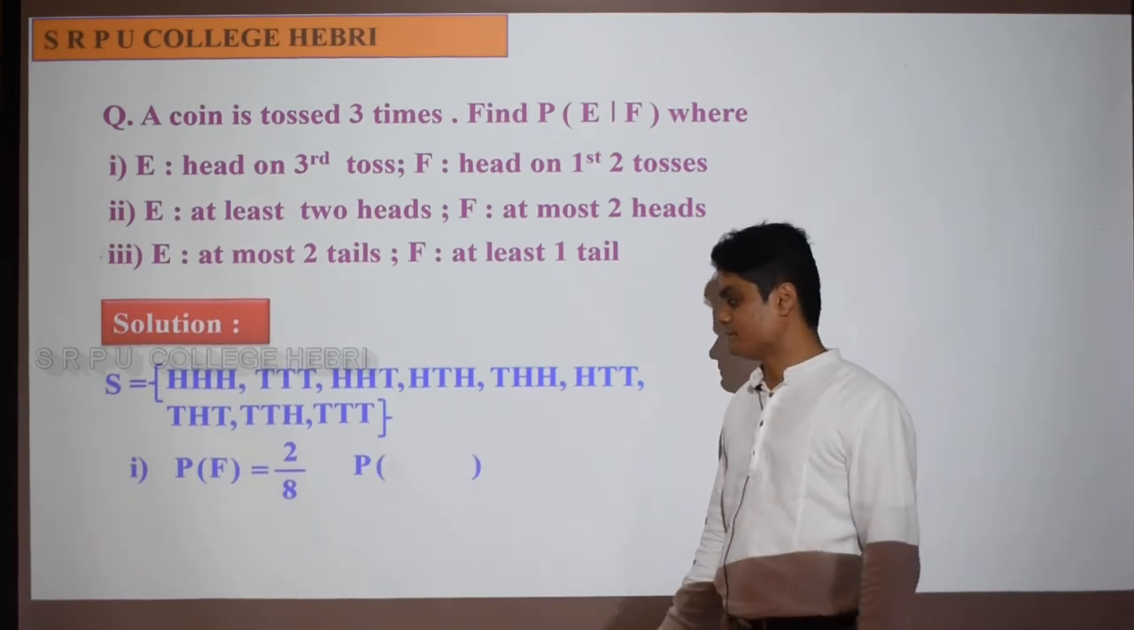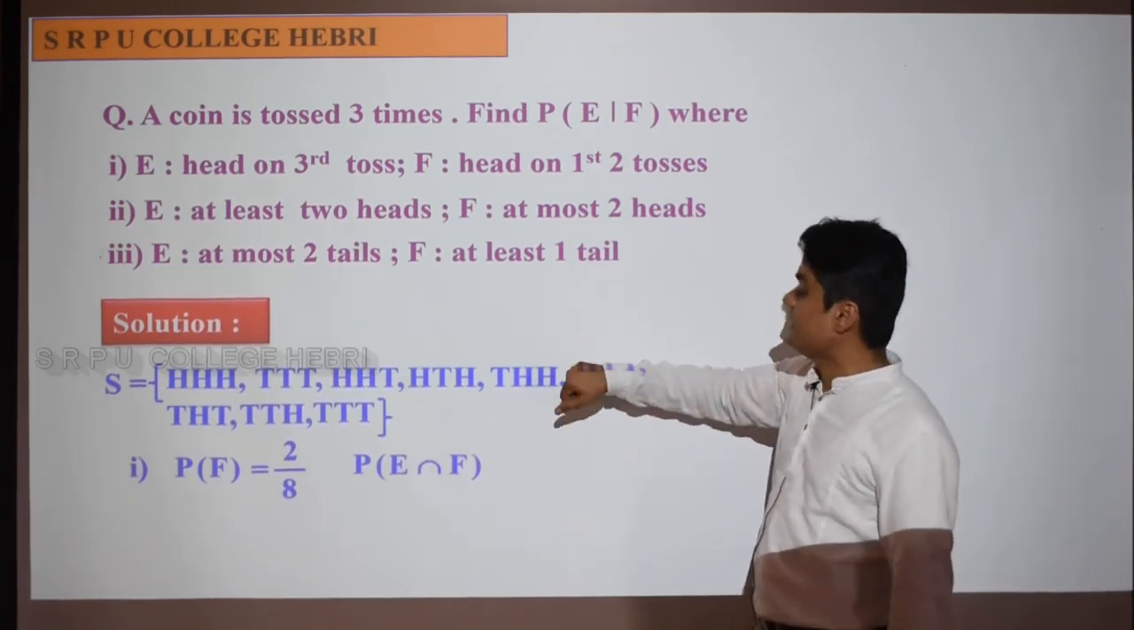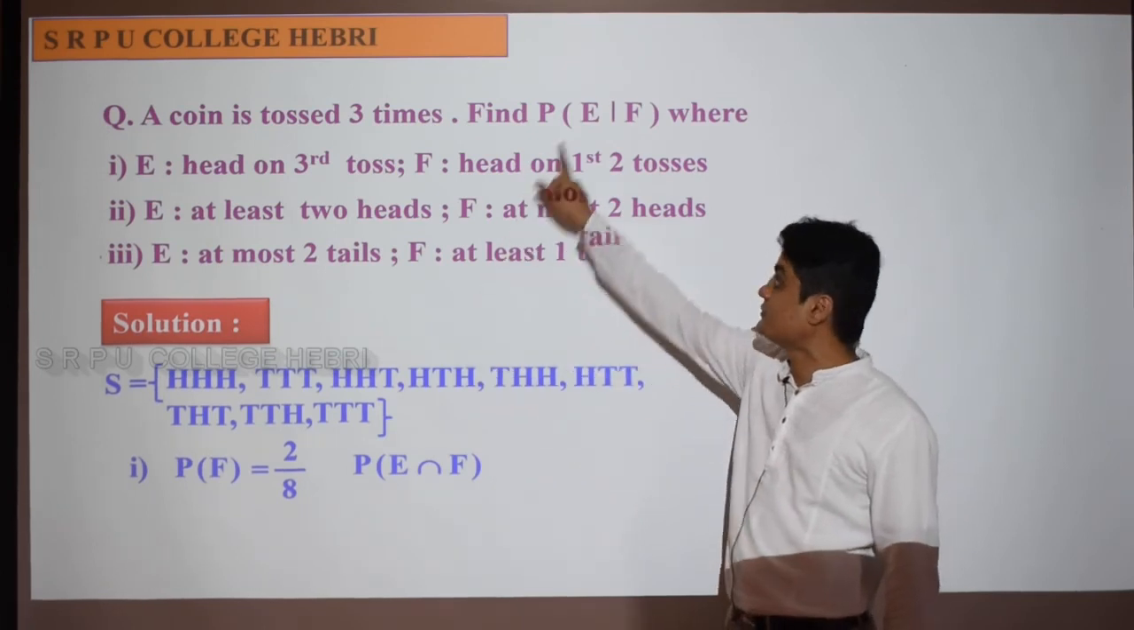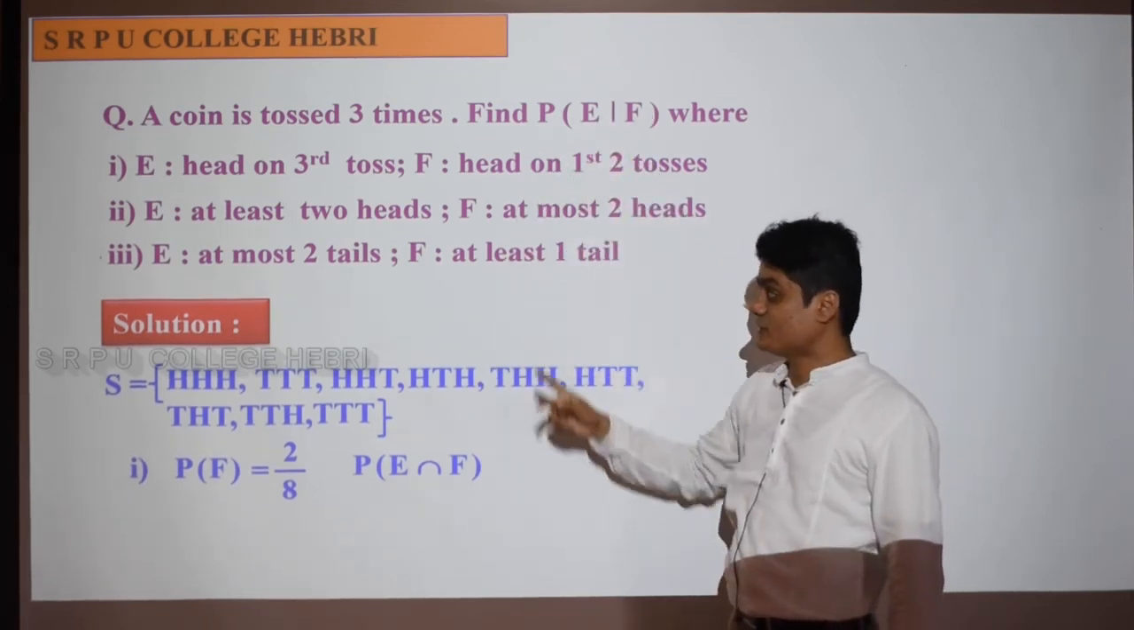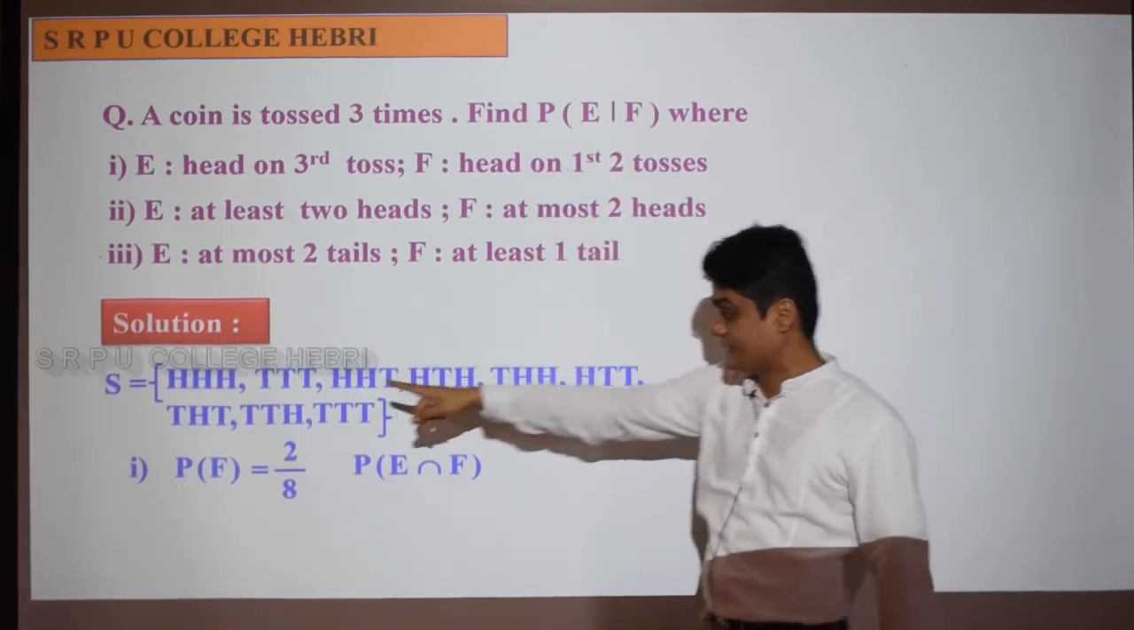So it is 2 by 8. Okay. Next, probability of E intersection F. Why do we need this? Tell me, we need the probability of E bar F, right? E intersection F is what? Head on the third toss.